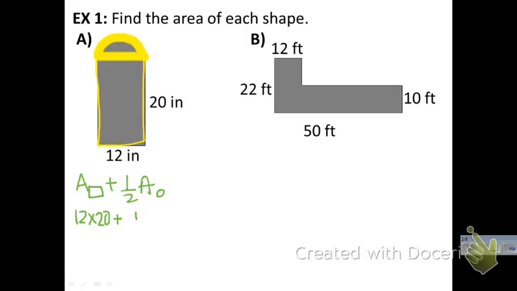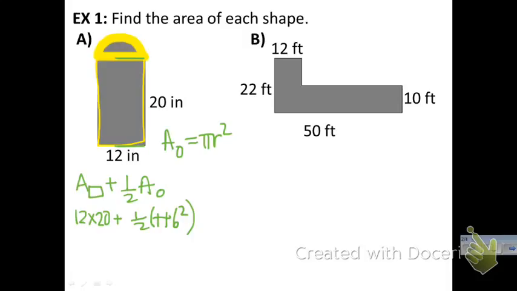Plus we're going to take half of our circle, and to do half of our circle, remember that the area of a circle is pi r squared. You have to know what r is. So we can see that r is that much, and that would be half of the 12, so half of 12 would be 6. So then we would take half of the circle, so we have half of pi times 6 squared.